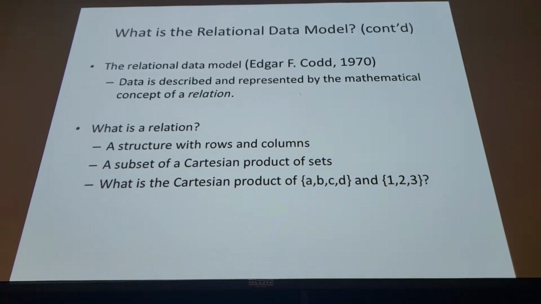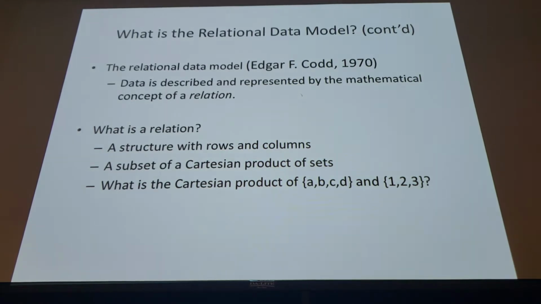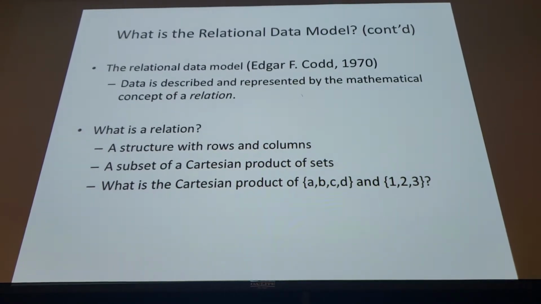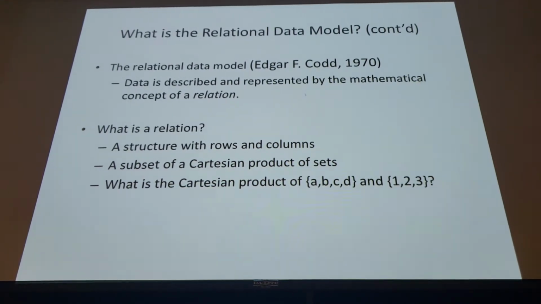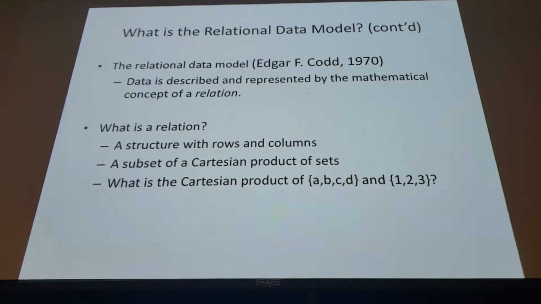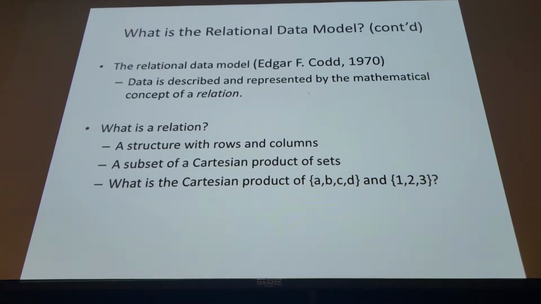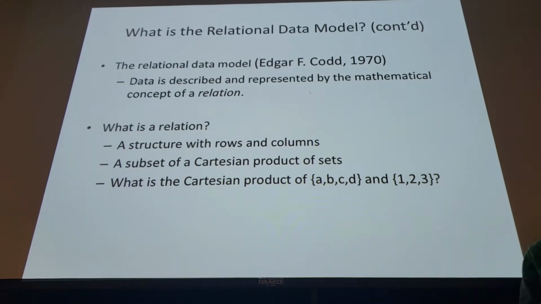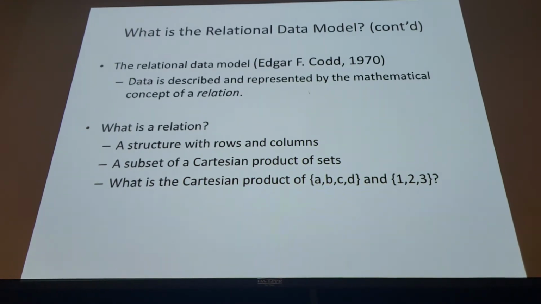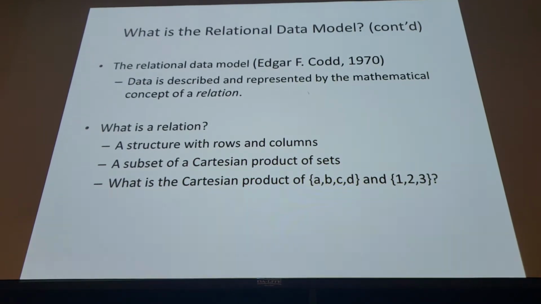It's going to be something where you have these attributes where there are domains or data types from which the values come. For example, we might have a two attribute relation where the first value has to be A, B, C, or D, and the second attribute is restricted, so it can only be 1, 2, 3. And the question is, what is the Cartesian product of A, B, C, D, and 1, 2, 3?